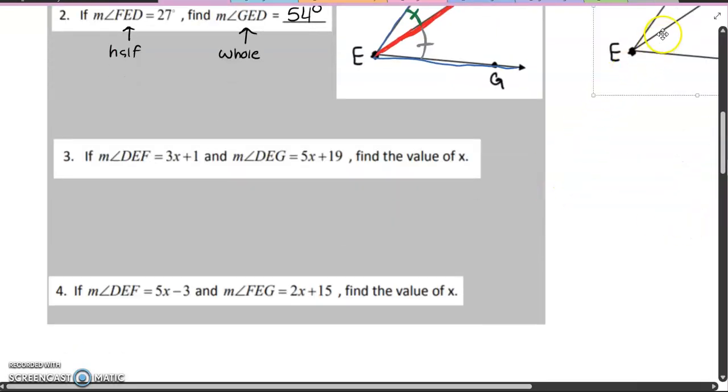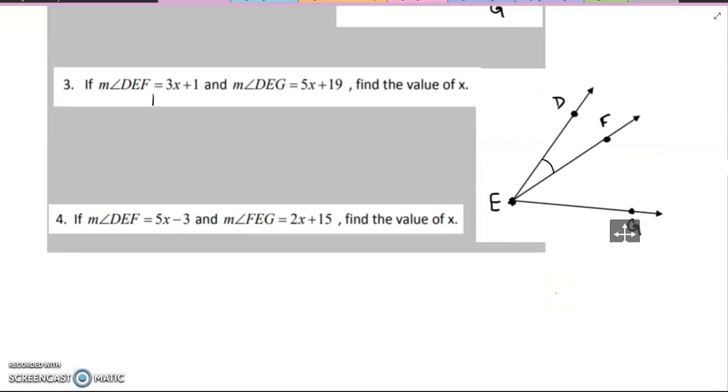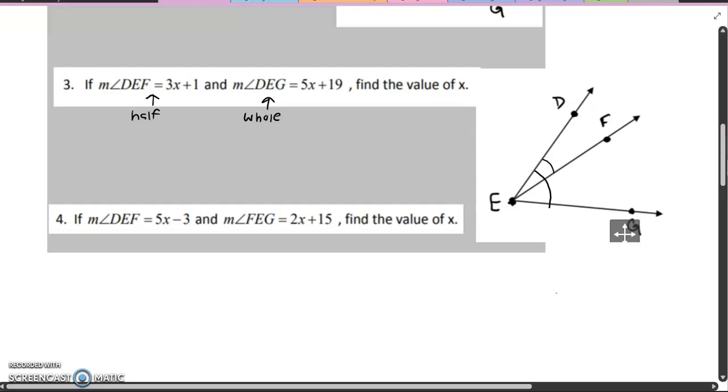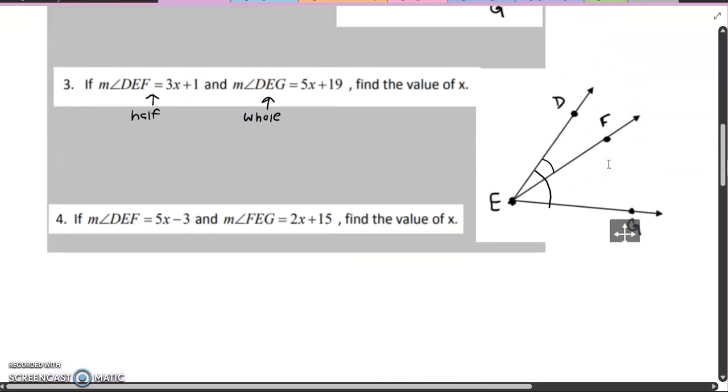All right, 2 more examples. We're going to use the same drawing. We're just going to bring it down here again so you can see it. DEF, once again, that's one of my halves. And DEG is a whole. Now in this case, because it's algebra based, we're going to actually have to set up an equation for this one. So because DEF is a half and DEG is a whole, we can't set them equal, but going back to our equation strategies idea, you can always take half of an angle, multiply it by 2, and it will always equal the whole angle. And that's what we're going to want to do here.